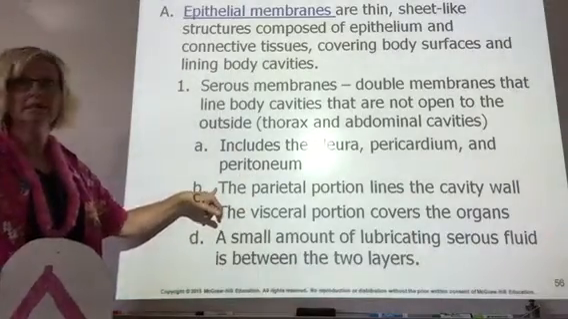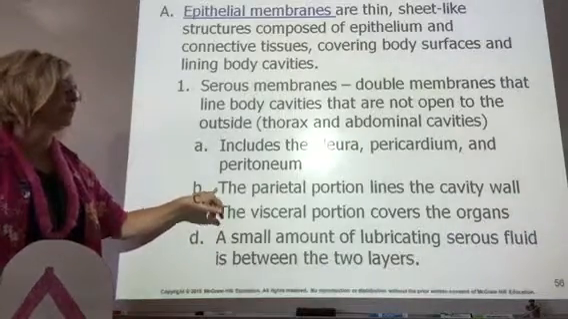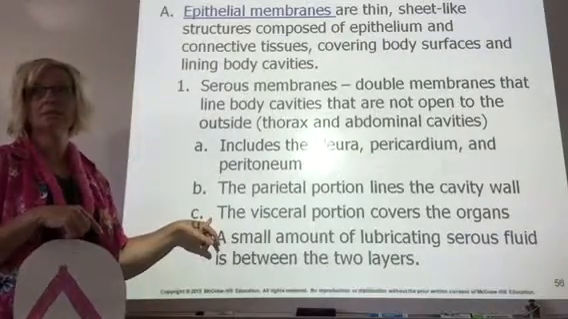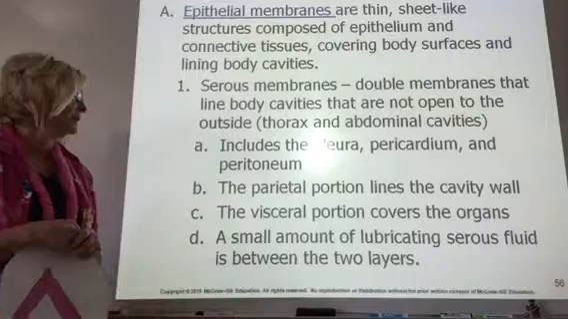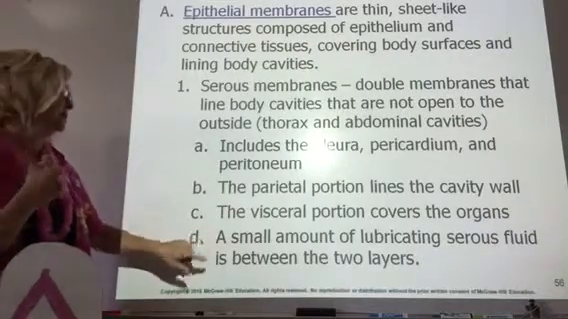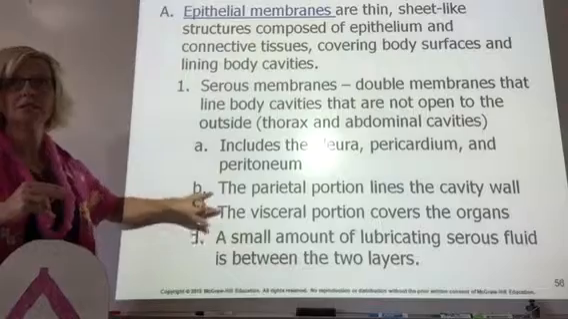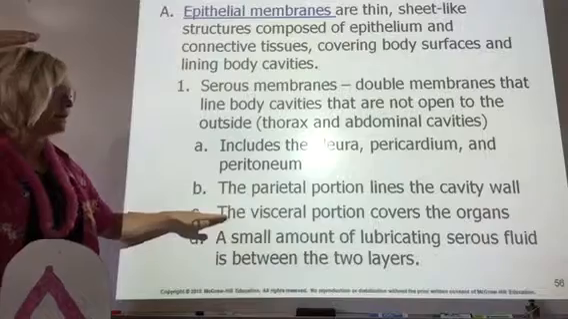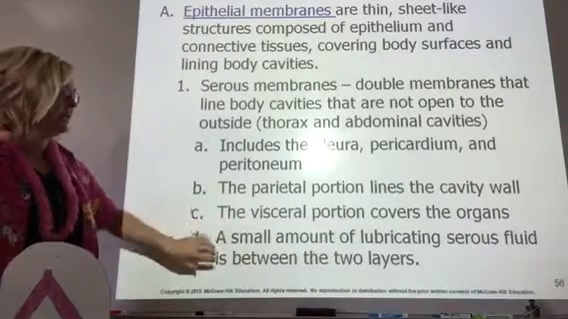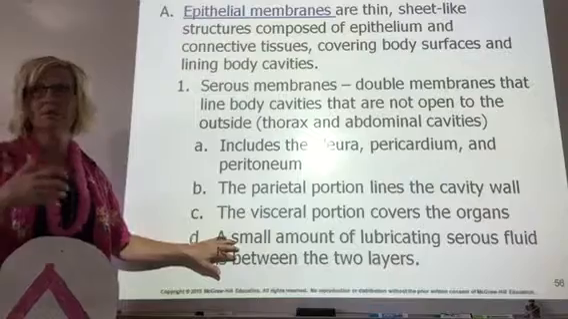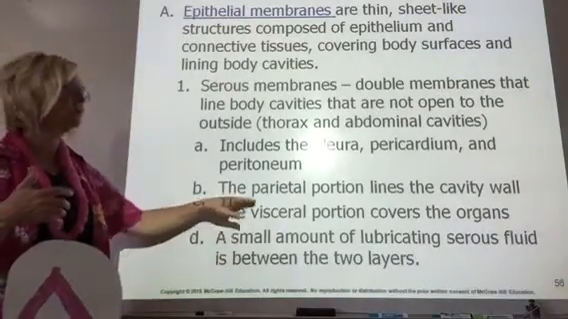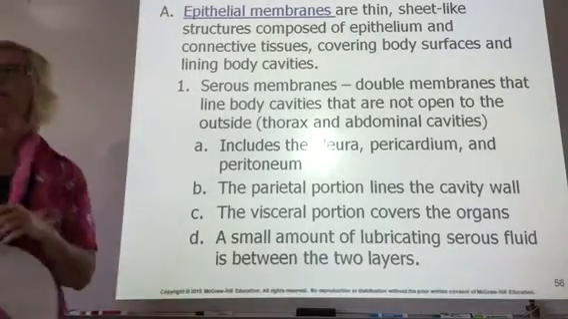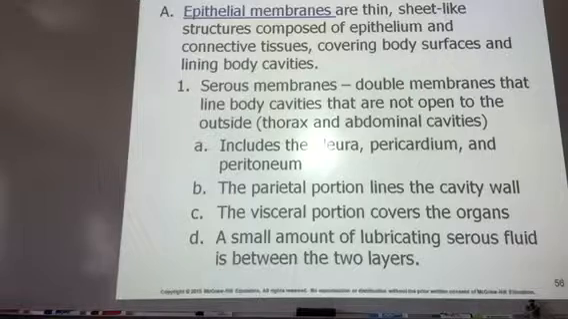Parietal portion, that's the outside portion. Parietal portion is going to line the cavity, and the visceral lines the organ. That's a review of last chapter. A small amount of serous fluid is located in between these two layers. So I have this outside parietal membrane, the inside visceral membrane, and then this serous, which remember serous is a watery fluid, is going to go in between those two linings. And that double membrane is going to make up the serous membrane.